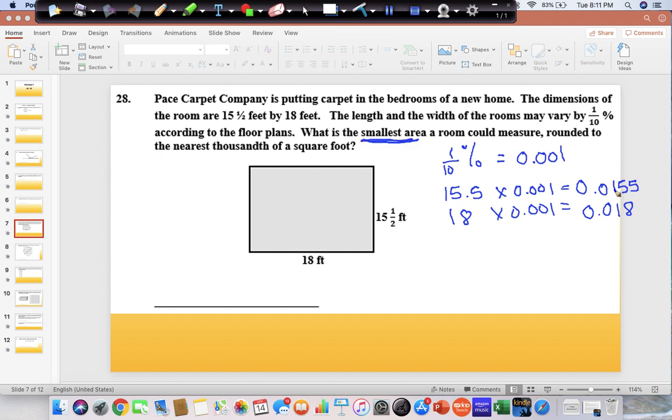Okay, and then it's saying the smallest area. So what we're going to do is take what we just got and subtract it from the measurements that we have currently. So minus 155 ten-thousandths. And we are going to subtract 18 thousandths. Okay, and then we can do those in our calculator.